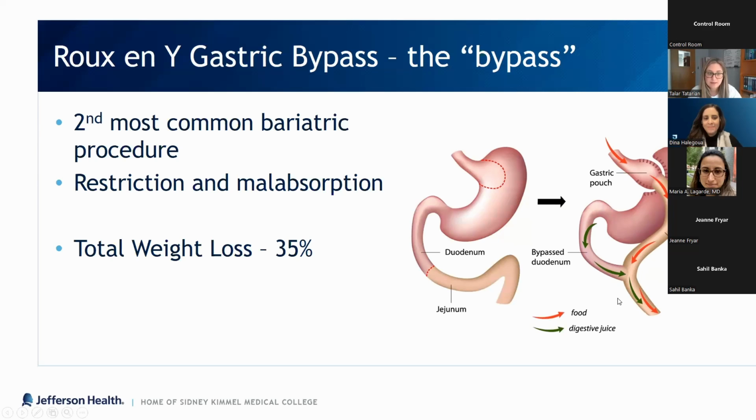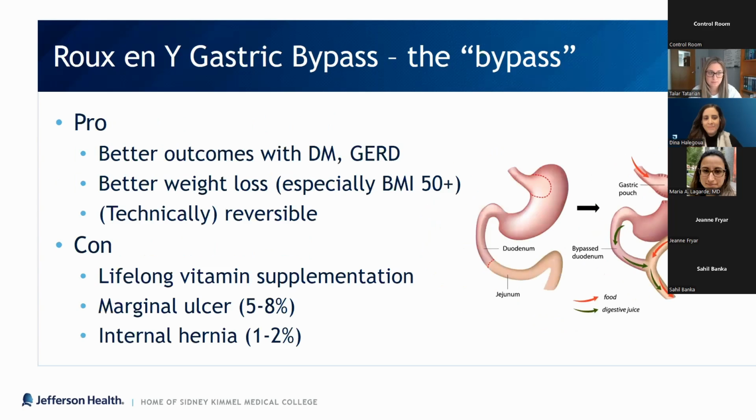Since you're bypassing some of that intestine, the weight loss that we see is somewhere on the order of 35% of your body weight. So not a huge difference in weight loss compared to the sleeve, but as you start getting to the more extremes of BMI, so BMIs in the 50s, 60s, adding this component of malabsorption does help lead to additional weight loss. The plus side is we do tend to see better outcomes with reflux, as I mentioned, as well as with diabetes. I mentioned the weight loss. And then I'd say it's technically reversible. If for any reason that was needed, it is doable. It is a big operation, but something that we can technically do.